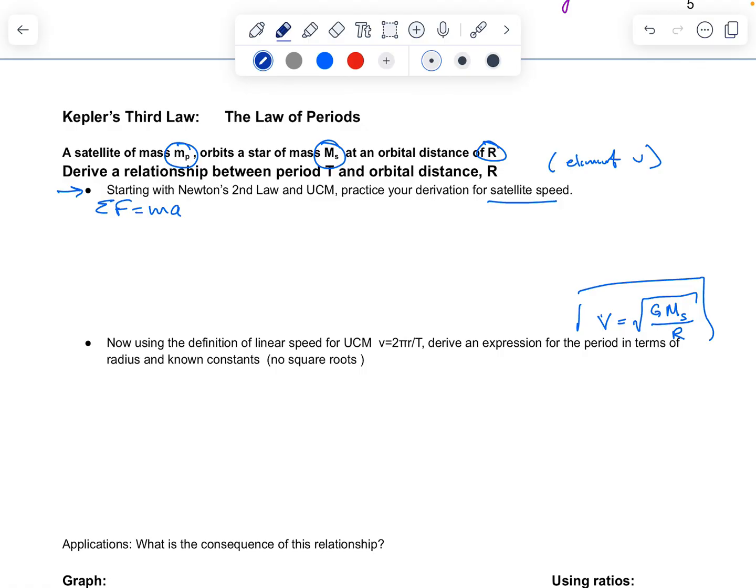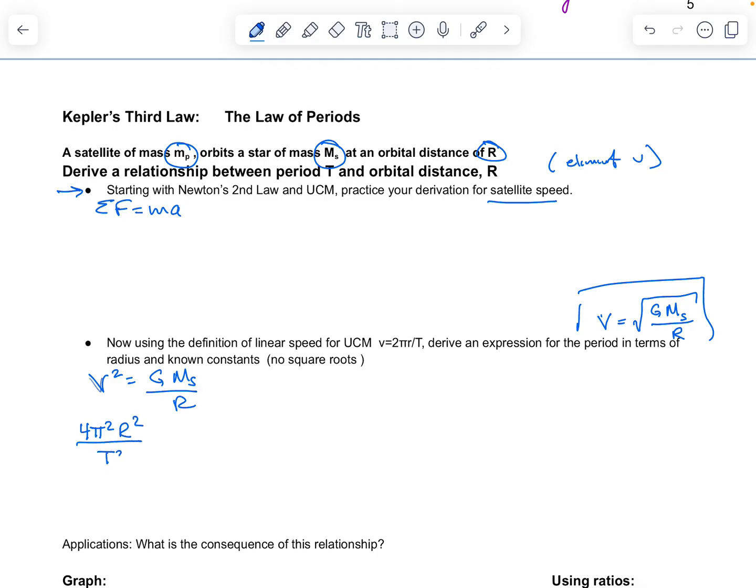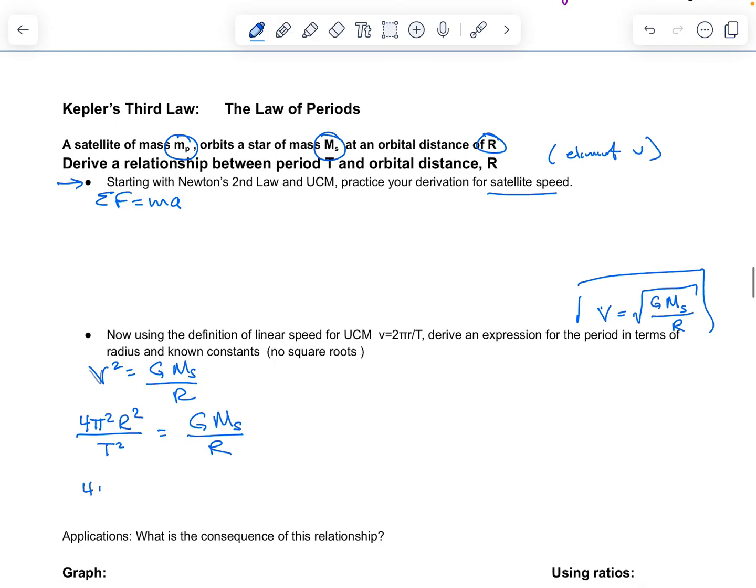So flipping back over, I'm going to start with the fact that v squared is going to be equal to G mass of the sun over r. So basically I'm squaring my final answer, or using the step right before that. So v squared is going to be 4 pi squared r squared over T squared, and that's going to be equal to G mass of the sun divided by r. So these r's do not cancel because you have one in the numerator and one in the denominator. So I'm going to cross multiply, and I'm going to get 4 pi squared r cubed equal to T squared G m sub s.